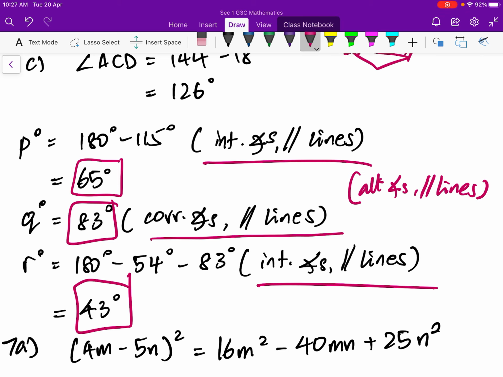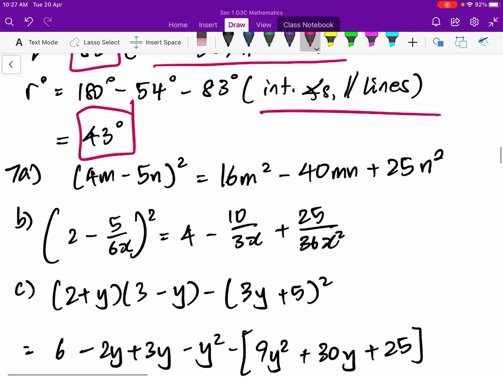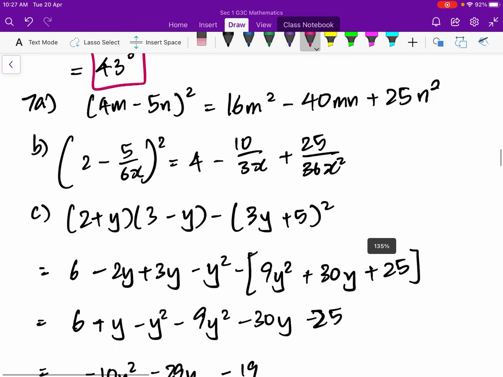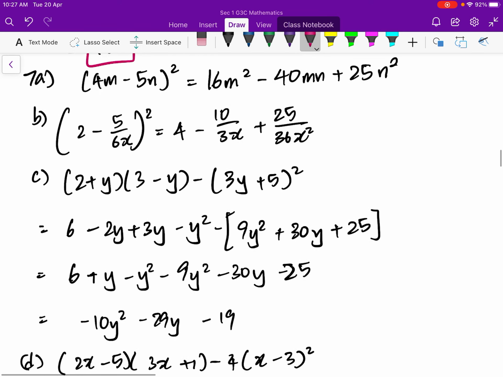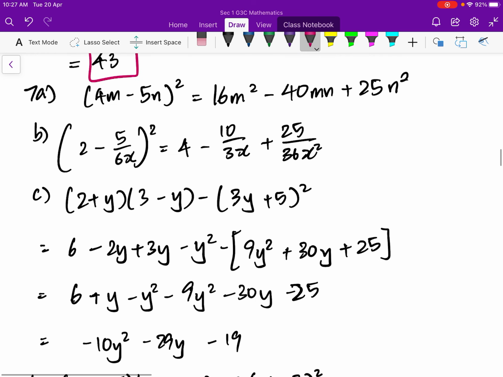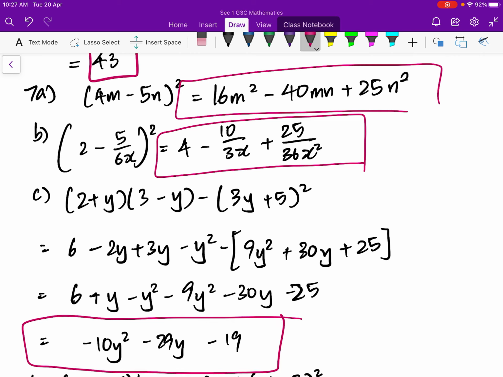Need me to go through anything else on this page? Okay, then let's move on to expansion. 7a, b, c, and d. Nothing much to talk about. Check your final answer. Okay, let's start with A, B, and C first. Okay, so answer for A, answer for B, and answer for C. Do you need me to go through anything?